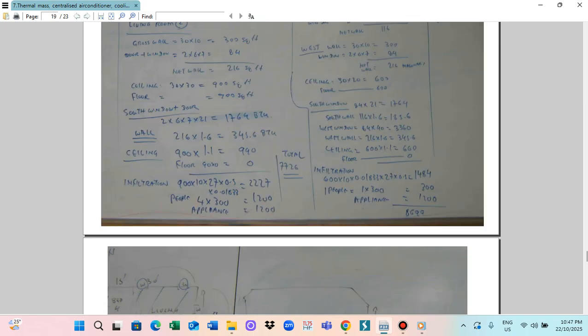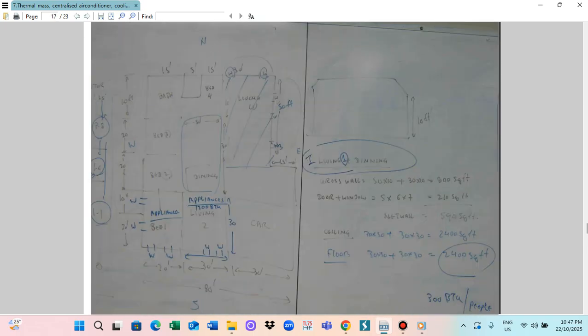I have already pointed out the north, east, south, and west. The top one is the north, this one is the east, this one is the west, and the bottom one is the south. So those are given.